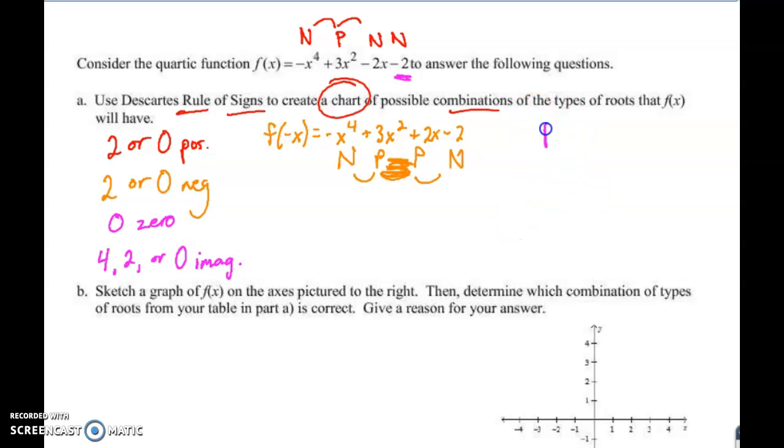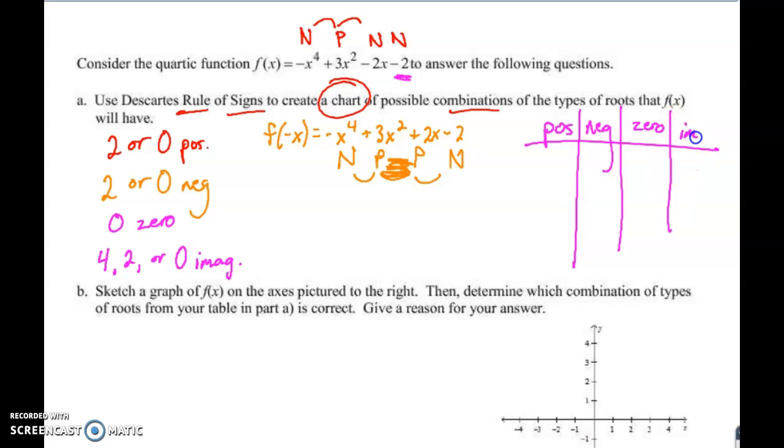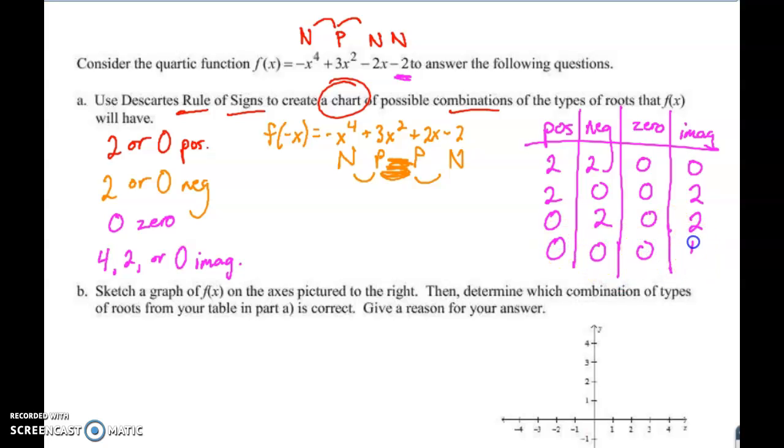So our sign chart, I'll just make it over here, and we're going to try and squeeze it in. Positive, negative, 0, and imaginary. It could be 2, 2, 0, and 0, or it could be 2, 0, 0, and 2, or it could be 0, 2, 0, or 2, or it never crosses the x-axis, and we have all 4 imaginary.